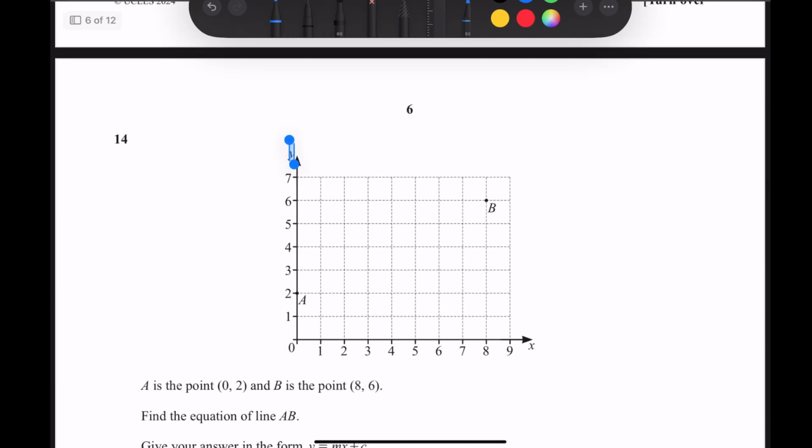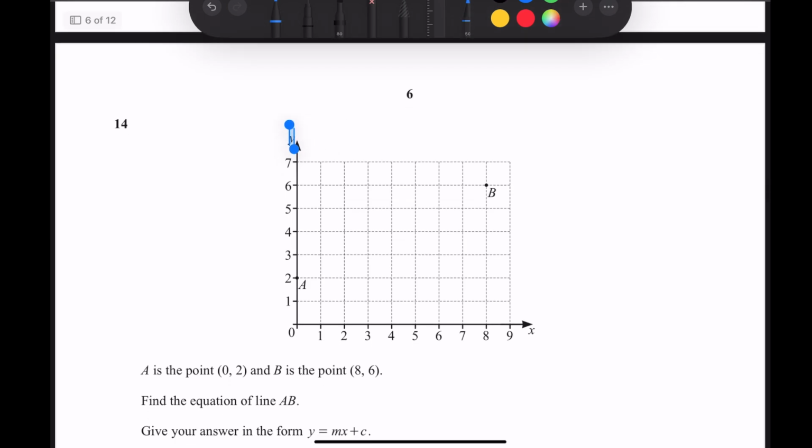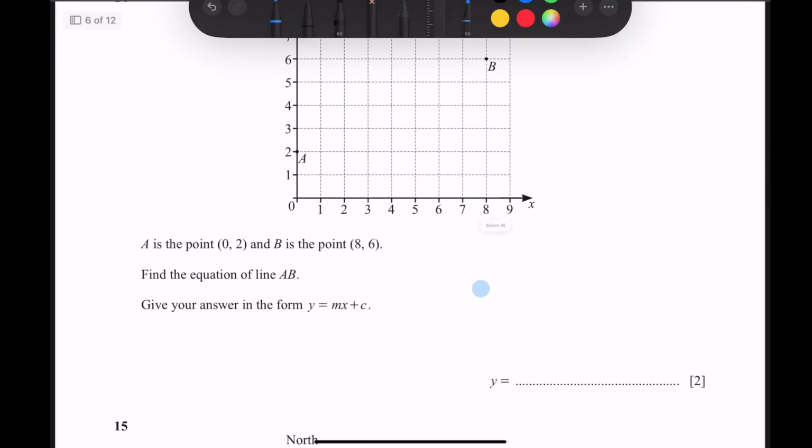Now question 14. Okay, this is still selected. How do you unselect it? I guess you can't. Bad luck.